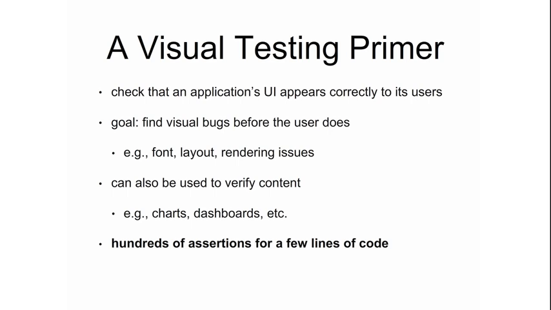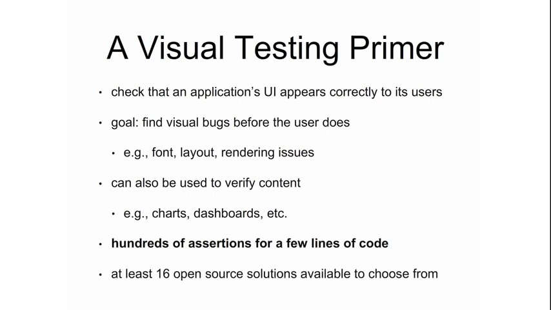But the big important thing, and why I think it's interesting and why I'm talking about it, is that you effectively can get hundreds of assertions for just a few lines of code. When a visual check is performed, it's checking hundreds of different components of a page. Whereas with an assertion in a single Selenium test, normally you're just checking 1 to 2 elements on the page. This is checking the entire page.